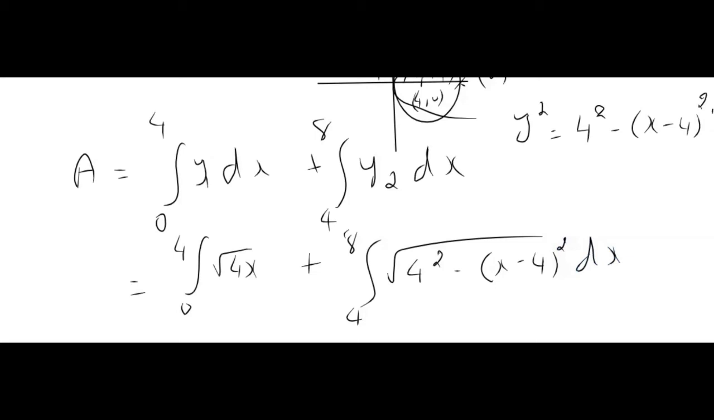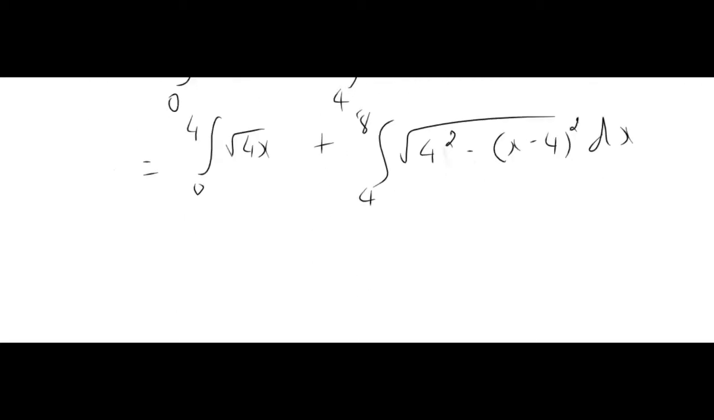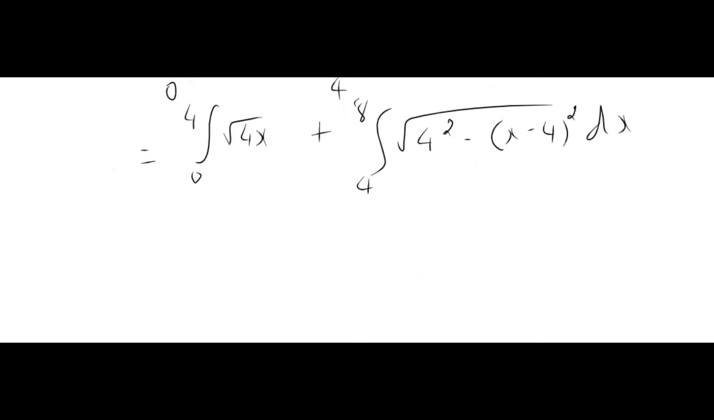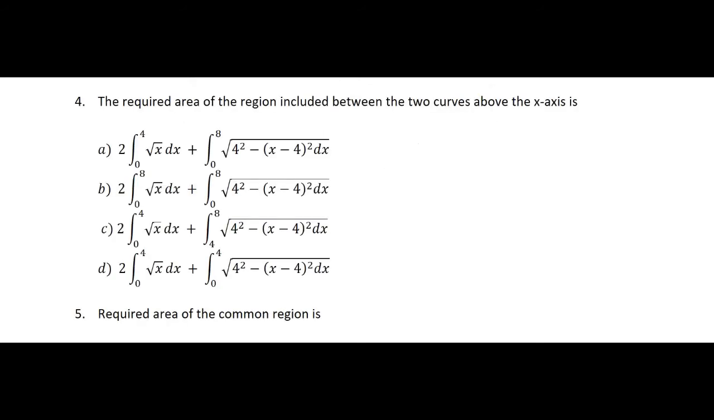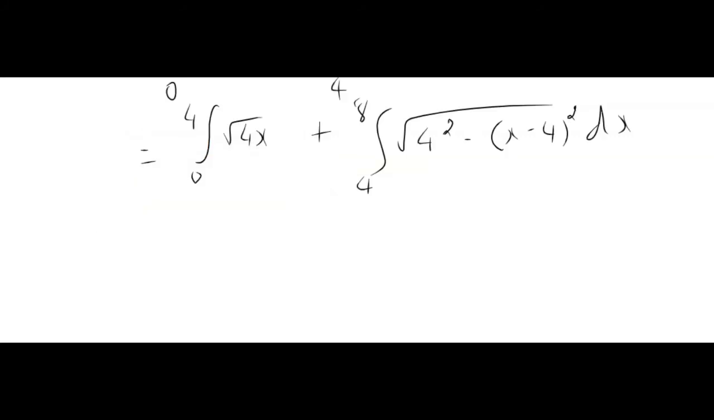Now let us integrate them separately. I'll take the first curve. So this is now going to be the correct option. Before that, let us see which option is correct. Integration of 2 root of x dx plus integration of 4 to 8. So this option C should be the correct answer. 0 to 4 and 4 to 8 root of 4 squared minus x minus 4 the whole squared dx. So that should be the correct option.